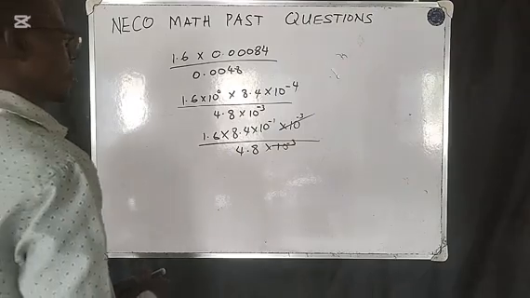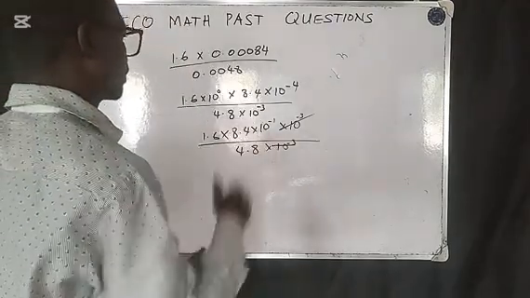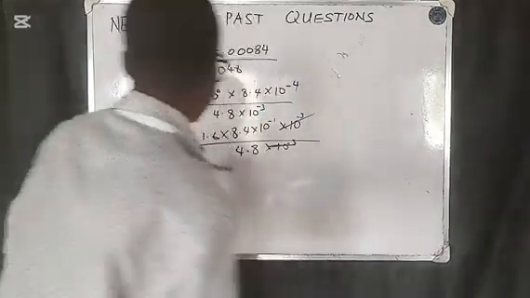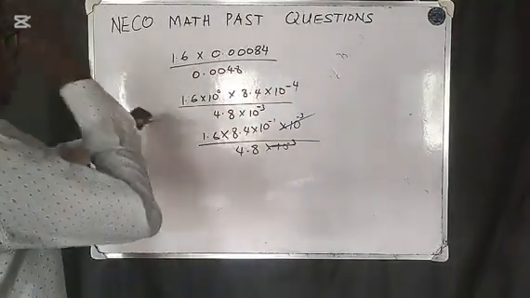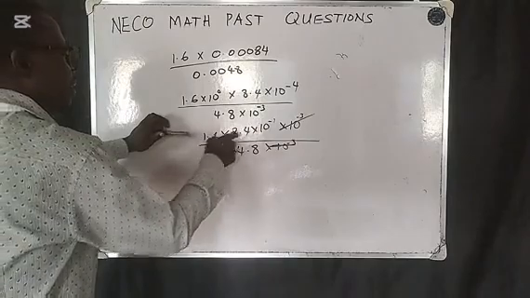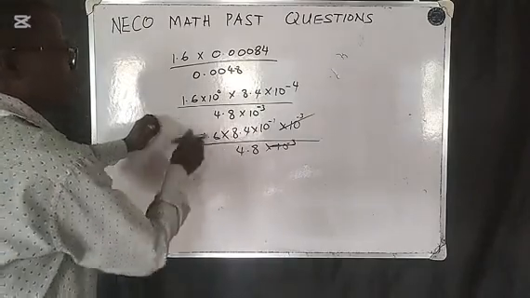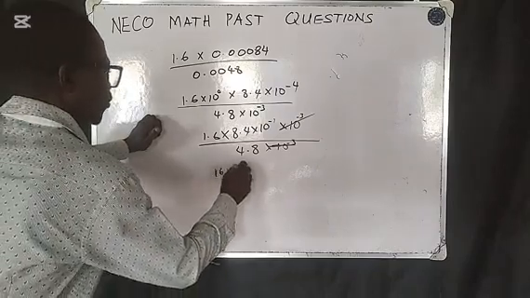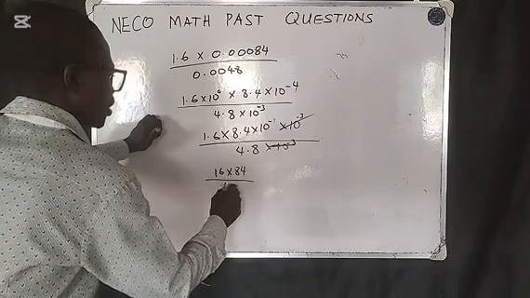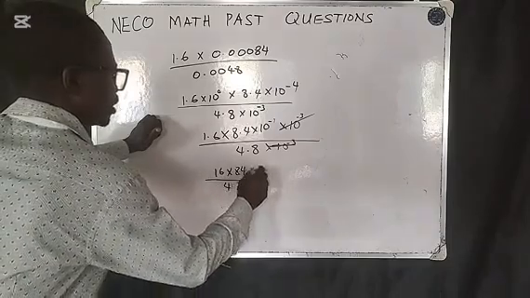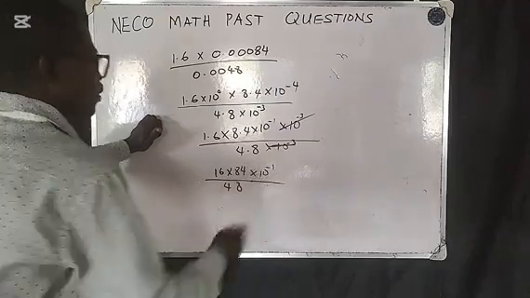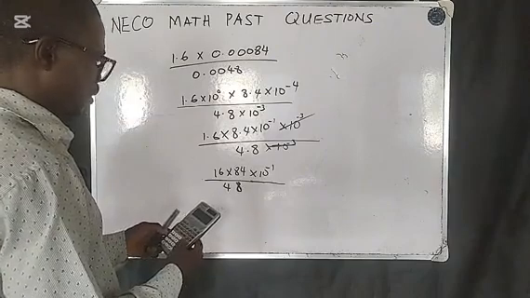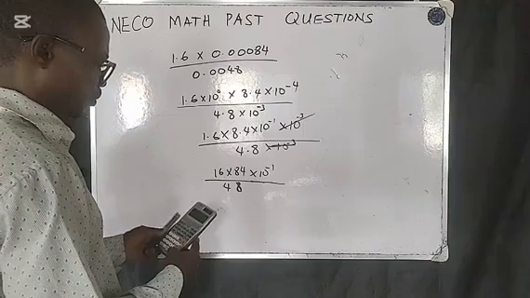So what do we do right now? What do we do to remove this? From this point, let's change everything to a whole number. I multiply everything by 10 to change it to a whole number. So we have 16 times 84 over 48 times 10 raised to the power of negative 1, times 84 divided by 48.